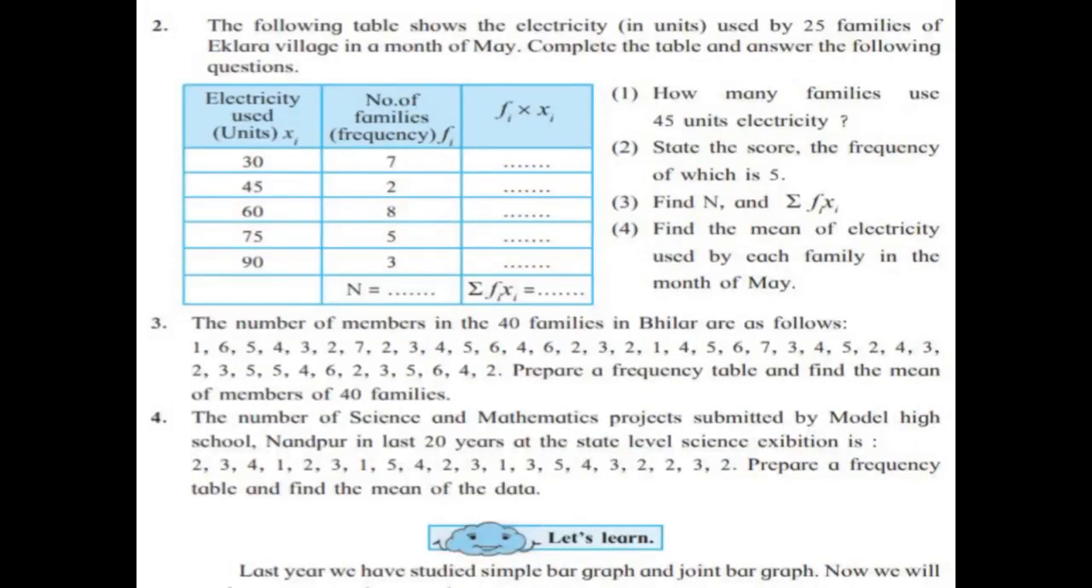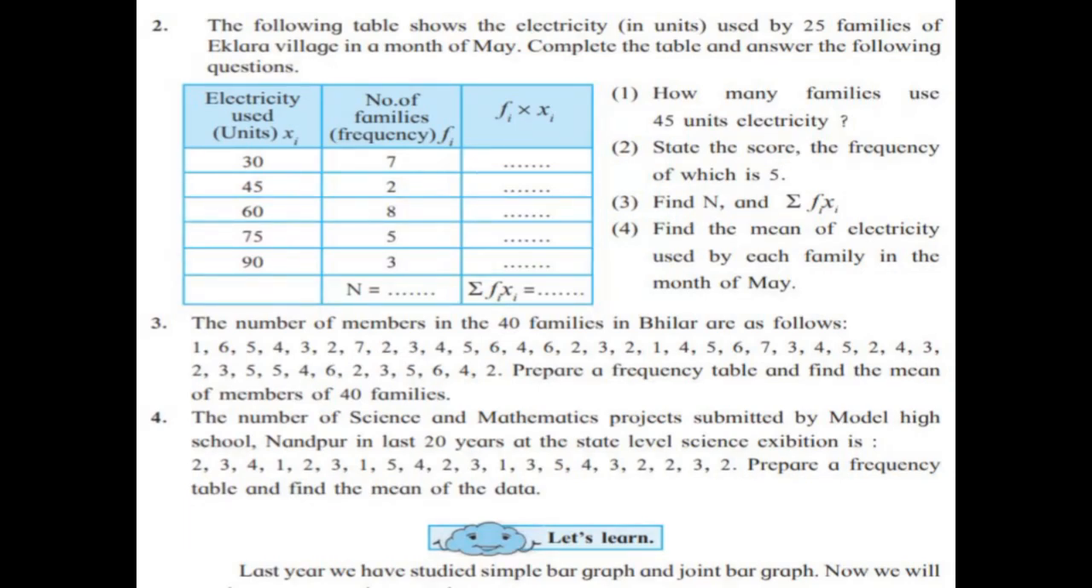The following table shows the electricity (in units) used by 25 families of Eklara village in the month of May. Complete the table and answer the following questions. Altogether there are 3 columns in the table. In the first column is given electricity used in units, xi. In the second column is given the number of families, frequency fi. In the third column is given fi into xi, means you have to multiply the number of families, frequency fi, into the electricity used in units, xi.